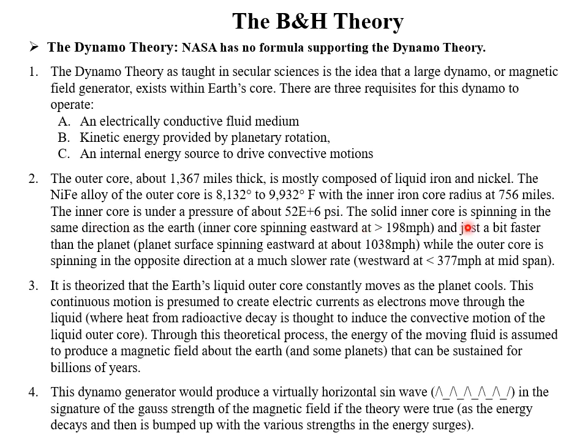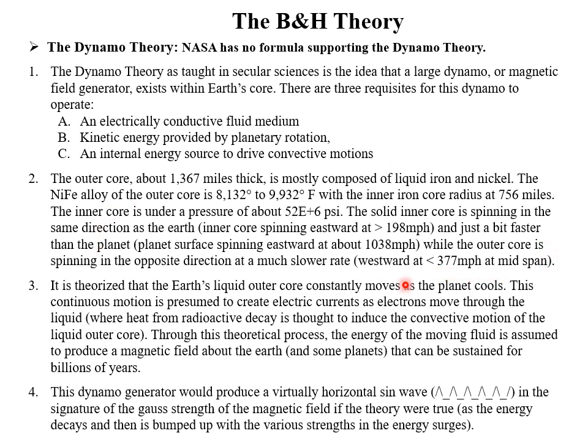The solid inner core is spinning in the same direction as the Earth. Okay, the inner core spinning eastward at approximately just a little bit greater than 198 miles per hour. That's the inner core, and just a bit faster than the planet. So they're assuming it's spinning just a bit faster than the planet. The planet's surface spinning eastward at about 1,038 miles per hour, while the outer core, this liquid outer core, is spinning in the opposite direction at a much slower rate. In other words, westward at less than 377 miles per hour at midspan.